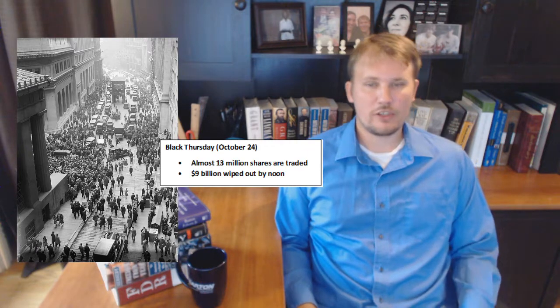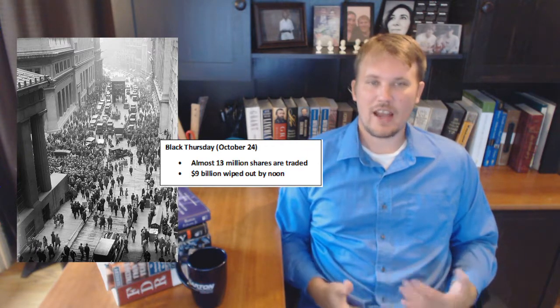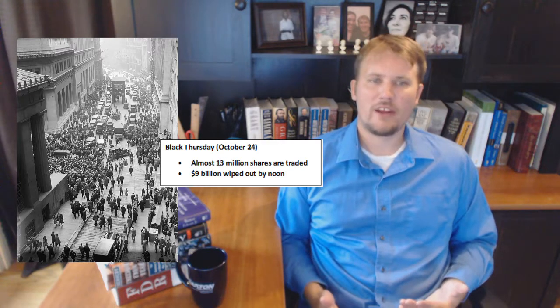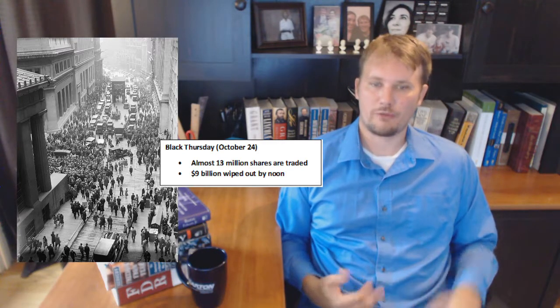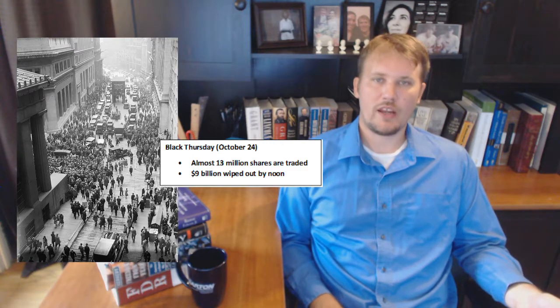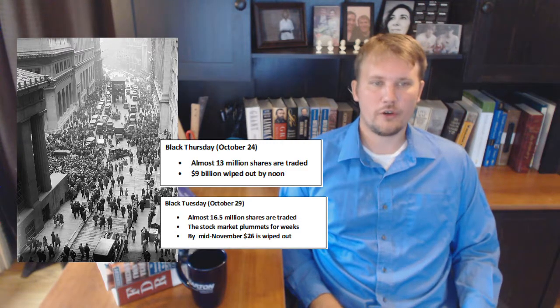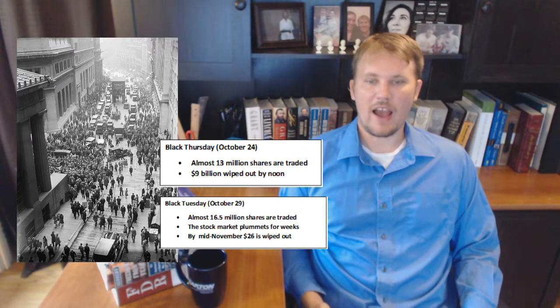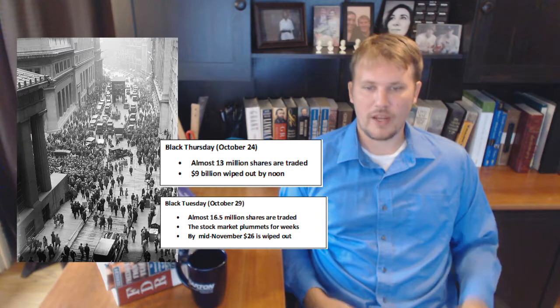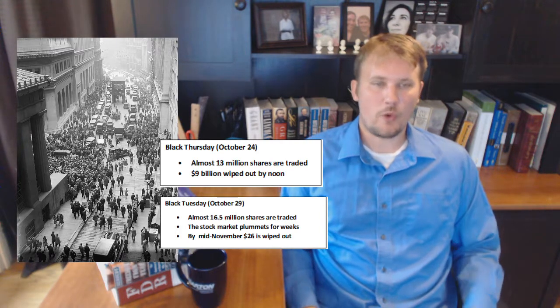The next day, October 24th, was called Black Thursday. Almost 13 million shares were traded. $9 billion was wiped out by noon of that day. Although later that evening, some of that wealth was captured back, so there was a slight recovery. And then the next week, October 29th, something called Black Tuesday occurred. About 16.5 million shares were traded. The stock market continued to plummet for weeks. By mid-November, $26 billion was wiped out.